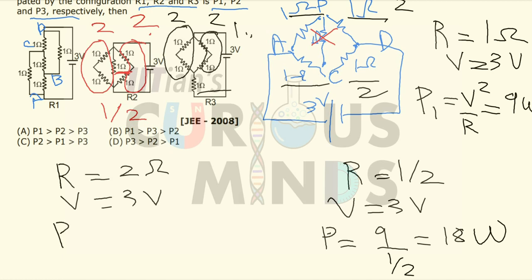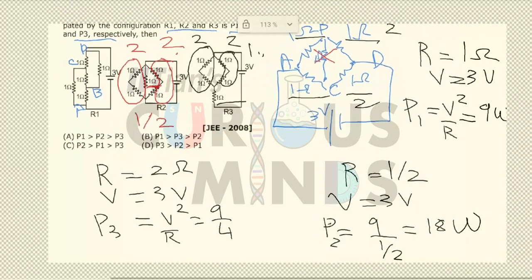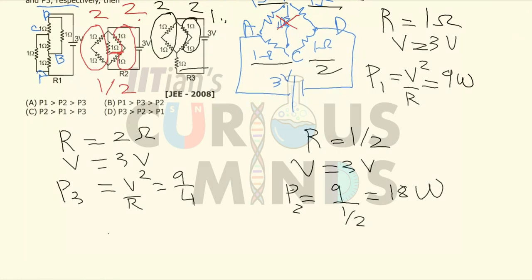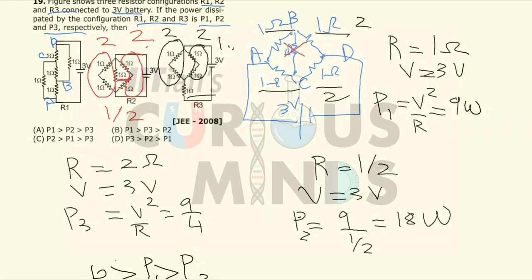So the power developed in the third case is equal to V square divided by R, which is equal to 9 divided by 2. Now you can clearly see that power in the third is the least, followed by power in the first, followed by power in the second. So the correct arrangement should be P2 greater than P1 greater than P3, which is option number C.